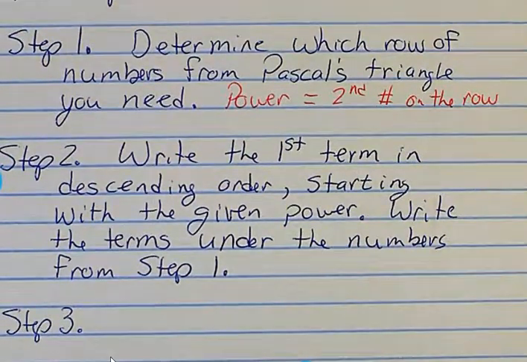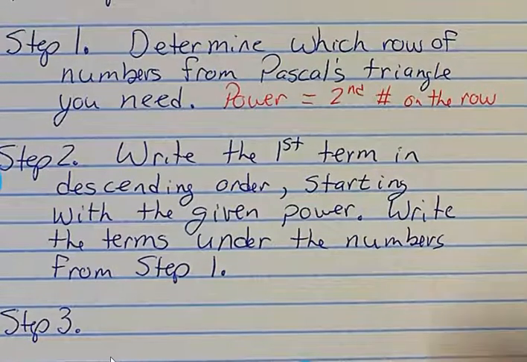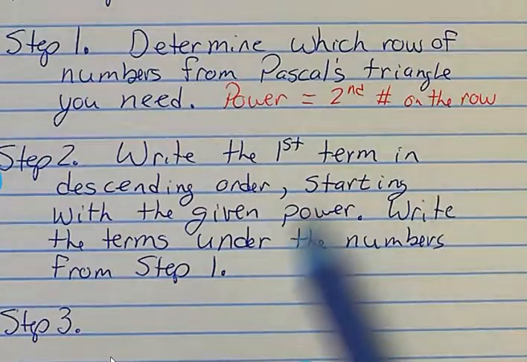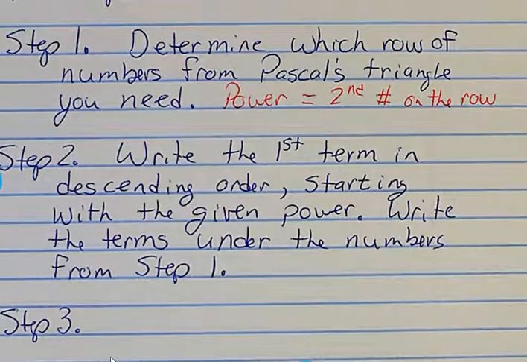So first step again, we're just taking out a row of numbers from Pascal's triangle. Not really doing anything with it yet. We're just taking out the row of numbers. Then you take the first term, which is usually going to be a variable. It's going to be x or y or a or b, and you start with the highest power they give to you, and then you just work it down.